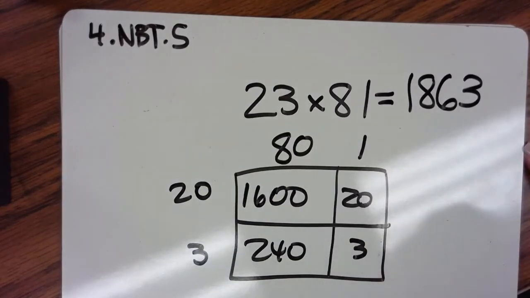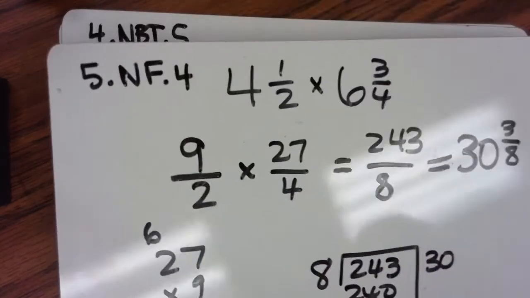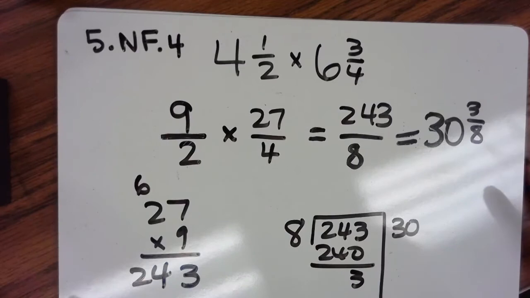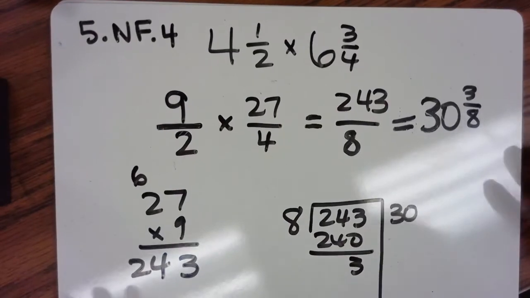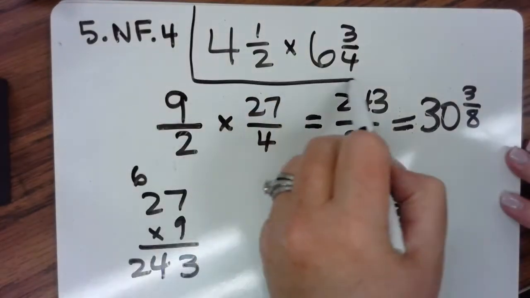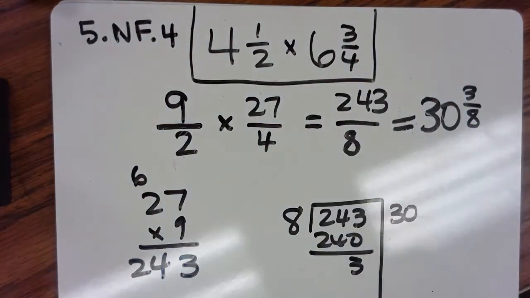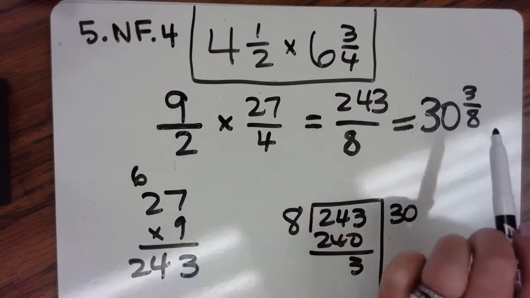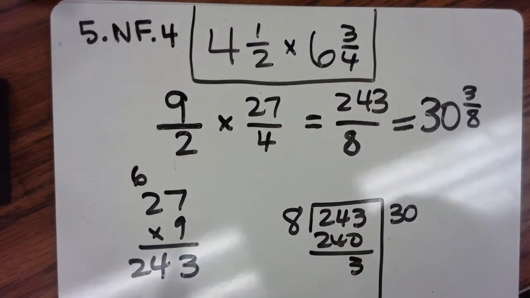Okay, so what does this look like when we get to 5th grade? Alright, so here's our 5th grade problem. 4.5 times 6 3/4. And so we changed the improper fraction, multiply straight across, change that improper fraction to a mixed number, lots of whole number computation involved here. That doesn't really look like what I've shown you thus far in the video, does it? And so that's what I want to talk about.